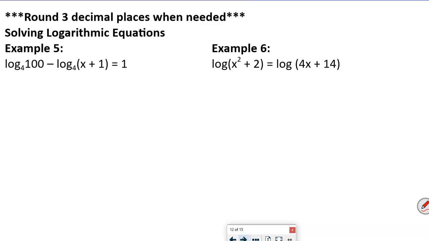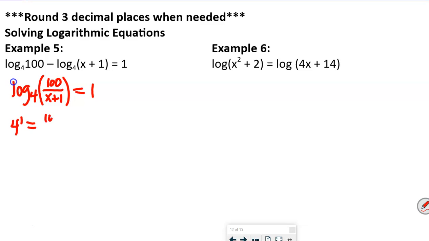All right, so now this one's a little different, okay, guys? When we do this problem, we're going to condense. So we're going to take our log base 4, and remember, if we have a minus, we're going to do 100 over x plus 1, right? And that's equal to 1. Now we're going to put it in exponential form. So that's going to be 4 to the 1st is equal to 100 over x plus 1. So that's 4 is equal to 100 over x plus 1.